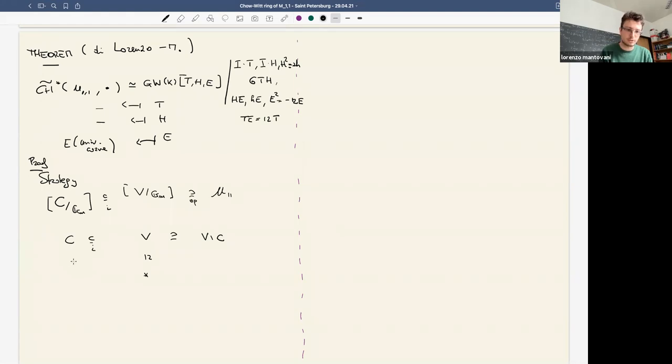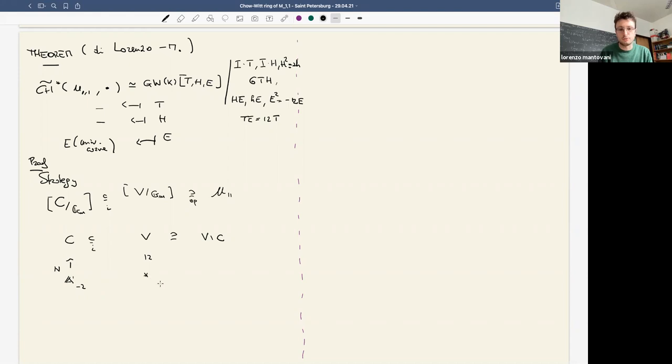And C is actually a very explicit curve, right? It is a cusp, as we've seen before. And so this cusp, you can normalize it. And when you normalize that cusp, you get an A1 with action of weight minus 2, okay?